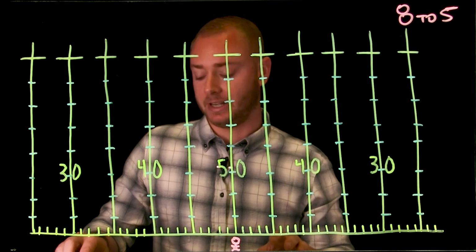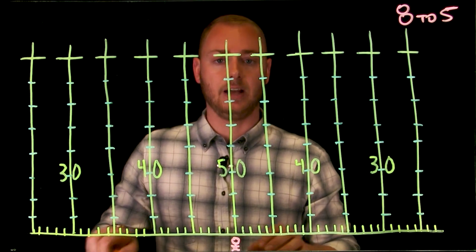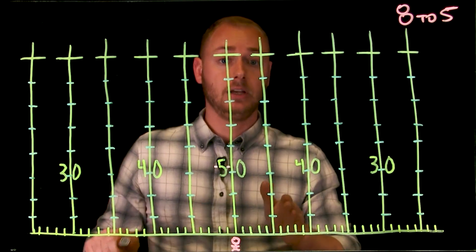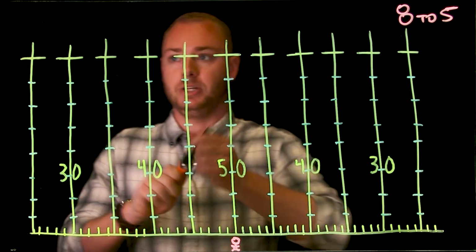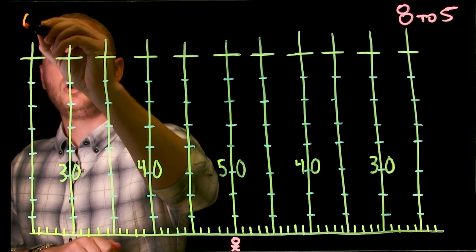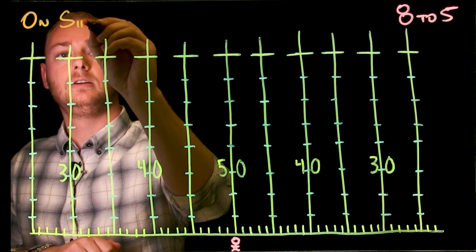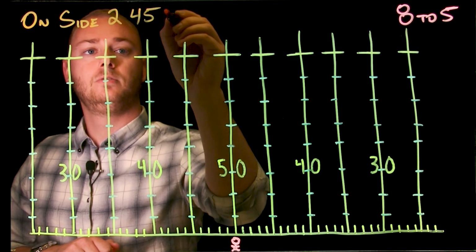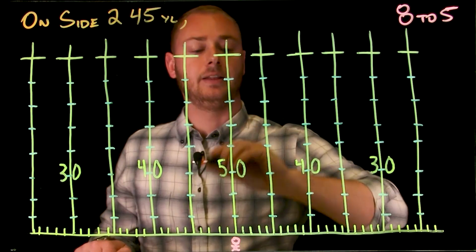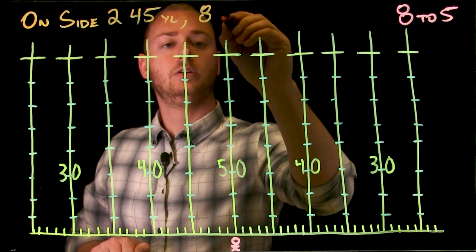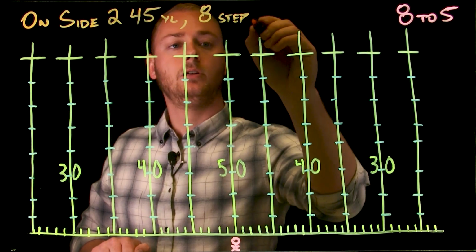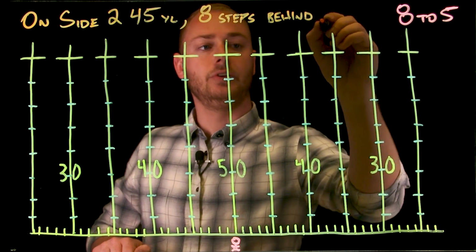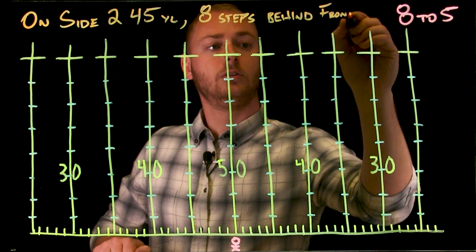And now for some real-world applications for that. Let's pretend like we have a specific drill set that we have written, and we're trying to figure out where that's going to be. So for example, let's say that we're on the side 2 45-yard line. And let's say that we're 8 steps behind the front sideline.